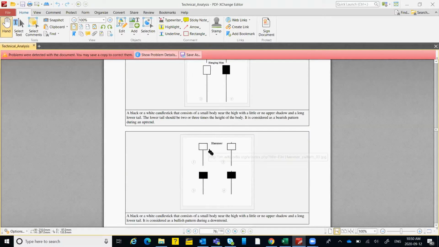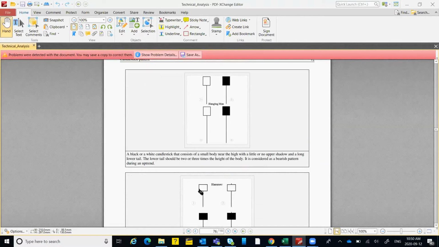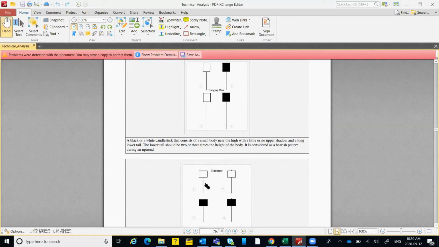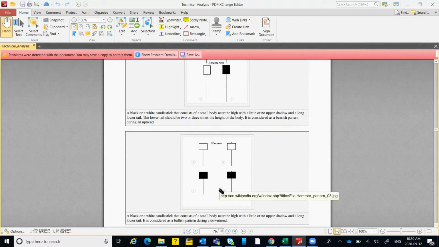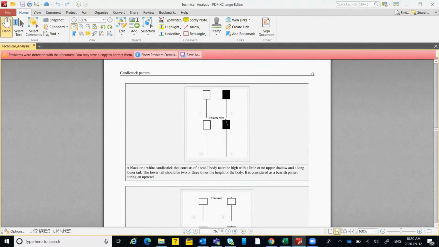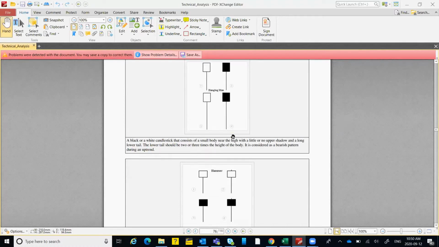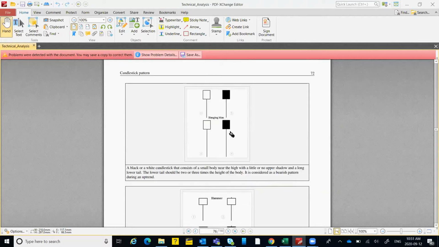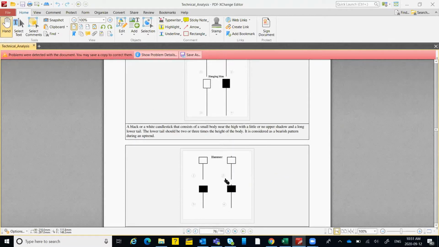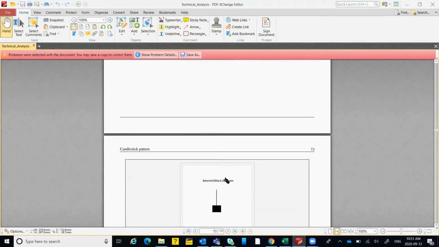Then we discussed the hammer. The hammer is also similar in shape: a rectangular body and a lower wick which is 2 to 3 times the body. The difference between these two is that the hanging man is formed in the uptrend and the hammer is formed in the downtrend. When the hammer is formed in the downtrend, it is considered a bullish pattern, and the hanging man, formed in the uptrend, is considered a bearish pattern. So the differentiating factor is the trend. Uptrend, hanging man: the price will go down. Downtrend, hammer: the price will go up.